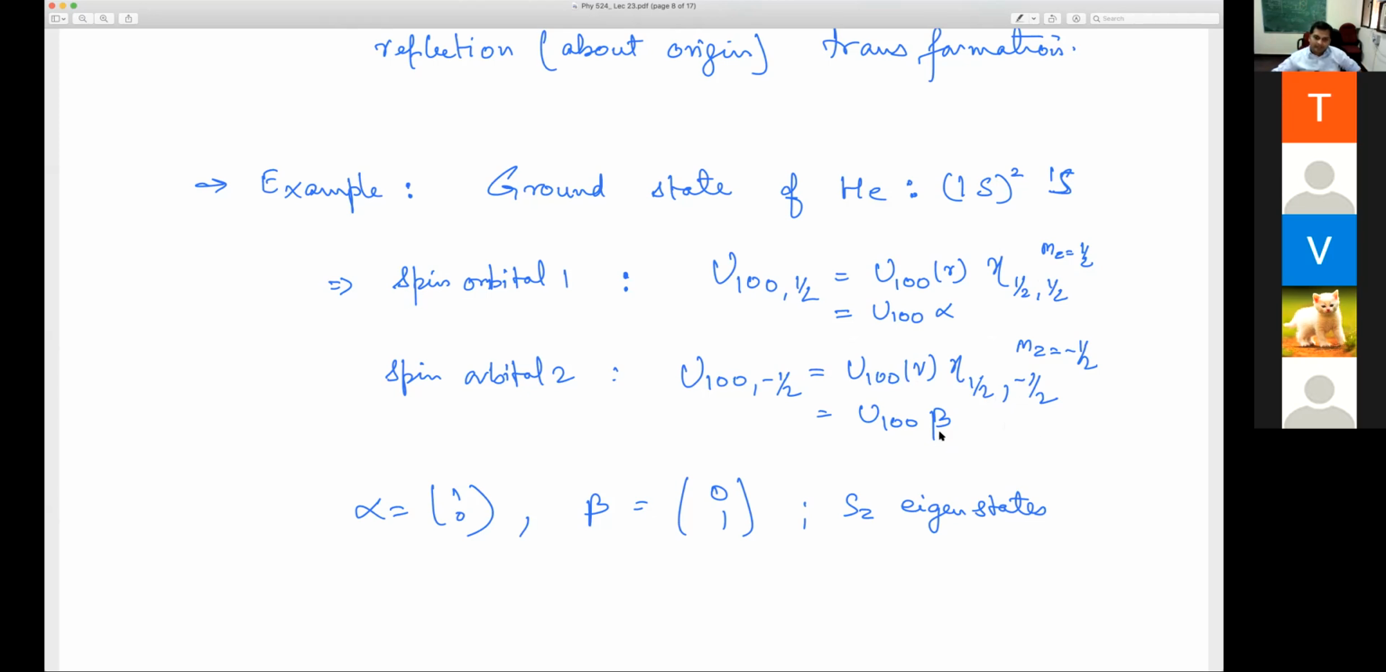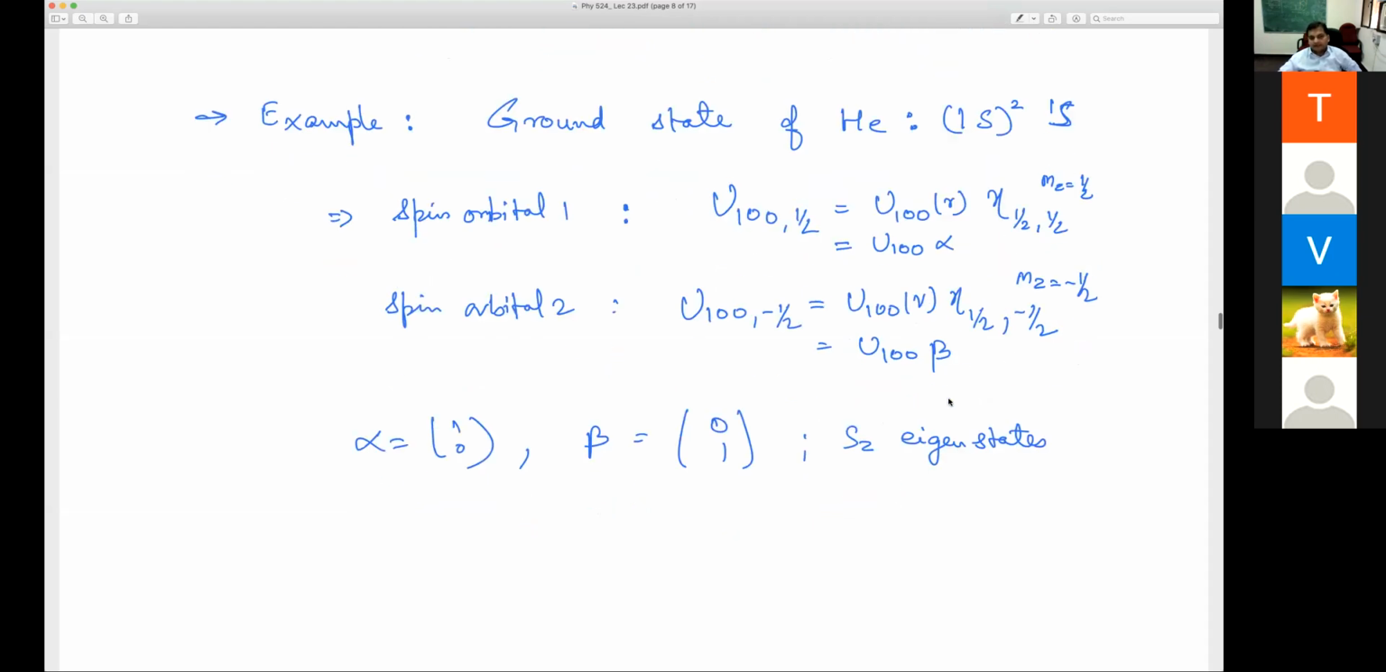And remember that these U100 are not the hydrogen atom wave functions. There are some new wave functions which will come out of something like the central field approximation or within some perturbative scheme. So it depends on what approximation I take, basically.